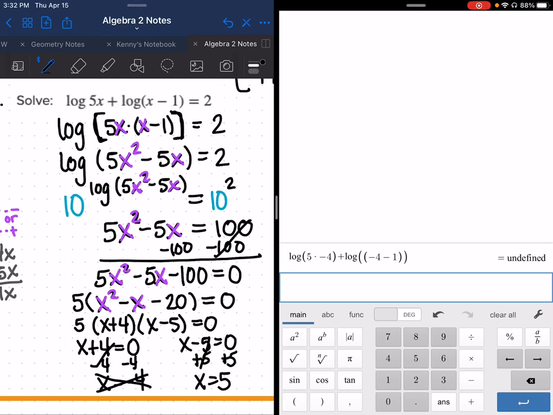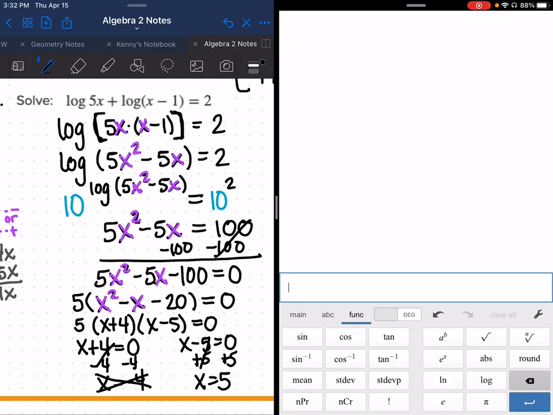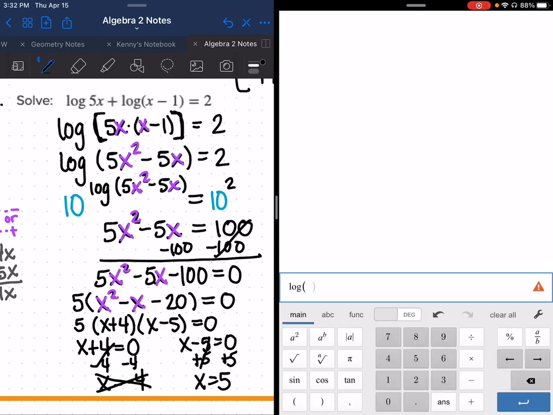Let's go ahead and see. I'm going to clear all of this. Let's see if 5 is an answer, because it could happen that it's not, and then I have no solution. So let's go back. Log of 5 times 5 plus, remember, I'm looking for my answer to be 2, log of 5 minus 1. And look, I got 2. There's my solution. I checked it in the calculator.